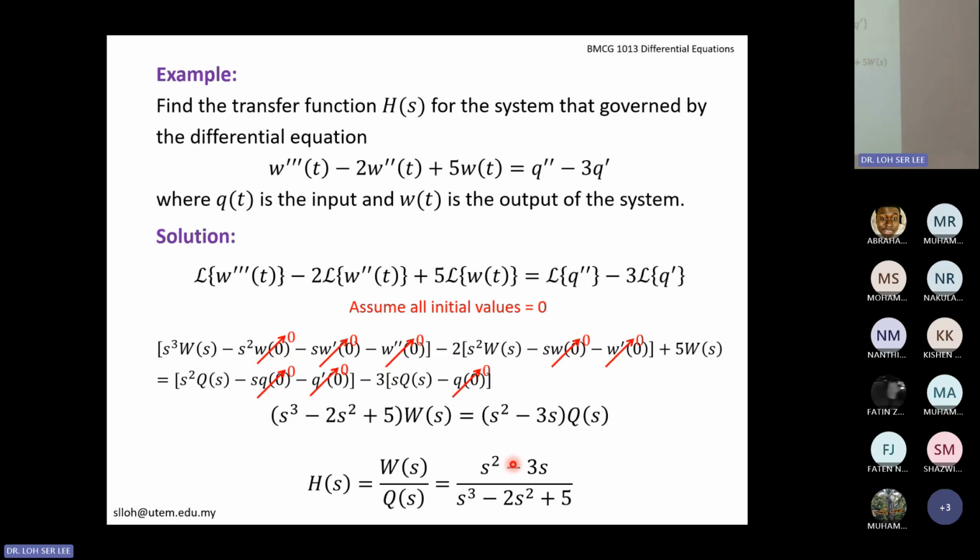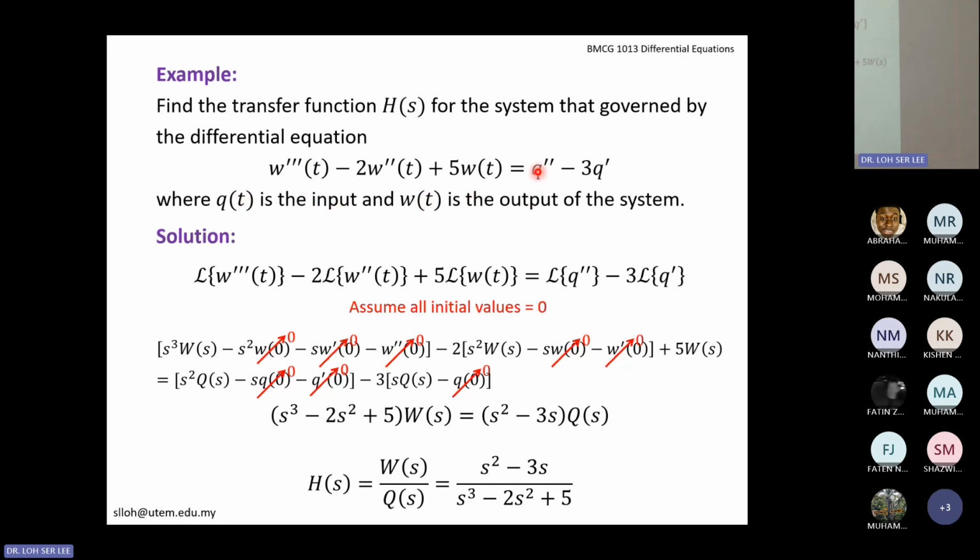Yeah. Okay, this is another example. This example I took from the engineering subjects. I can't remember which subject, but it is from the engineering book. So find the transfer function for this system where Q is the input, W is the output.